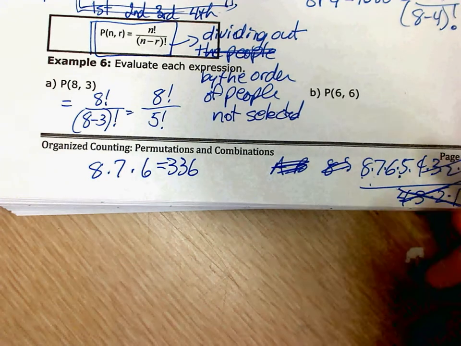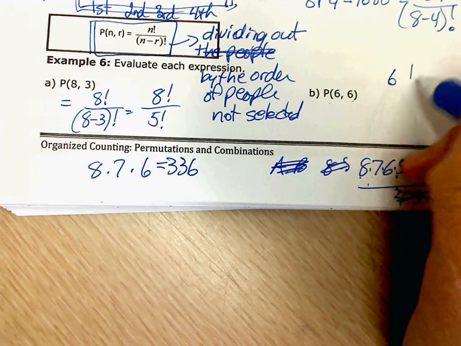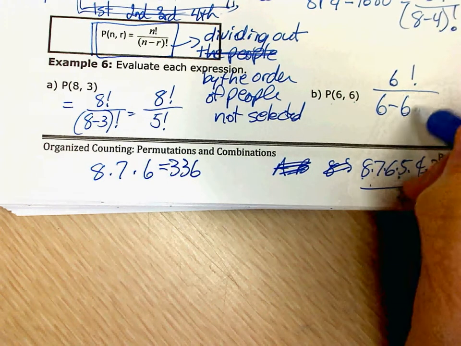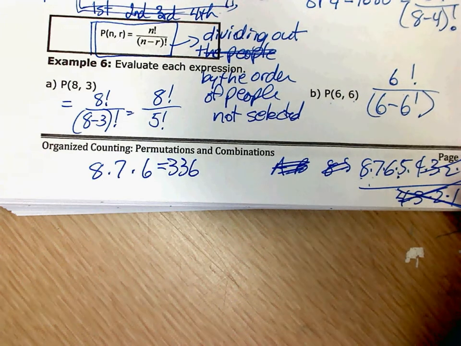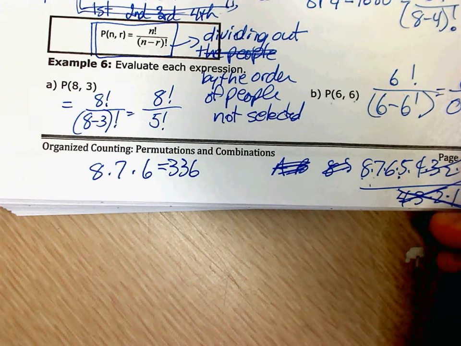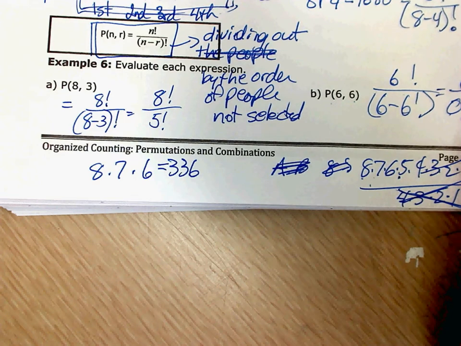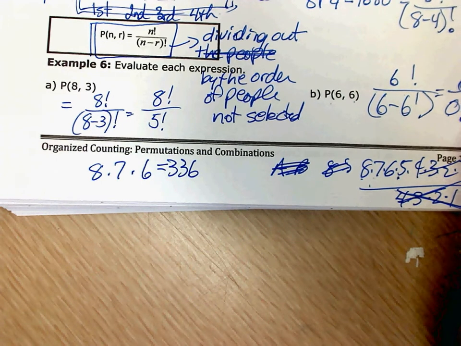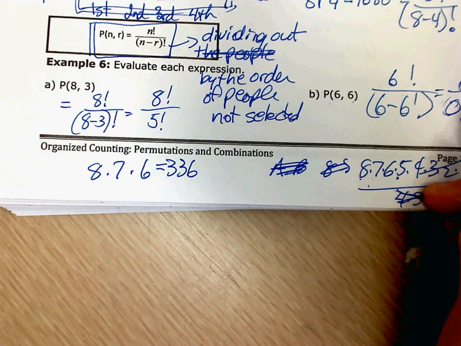Now, if we're arranging 6 things out of 6 things, we have 6 factorial. We're subtracting what we didn't select, or in other words, we're dividing by what we didn't select. In this case, we're selecting everything. So 0 factorial is just 6 factorial divided by 1, and that equals 720. Remember, 0 factorial is defined as 1.